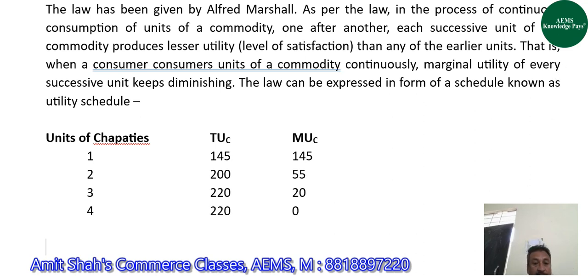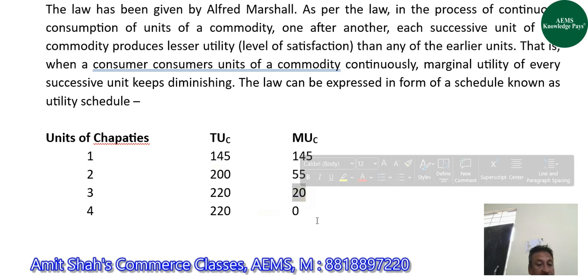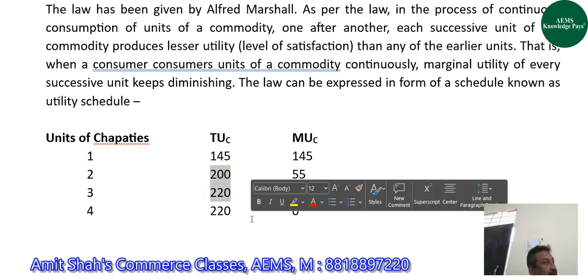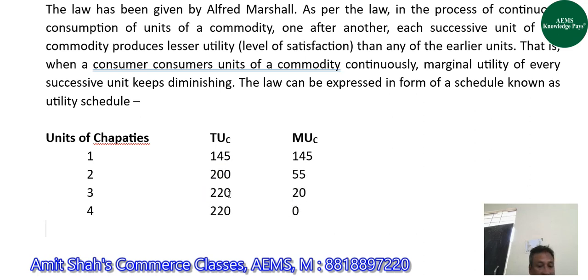This is TU of two chapatis together. So from the first chapati he got satisfaction of 145. From the second 55. So the total of two chapatis is 200. From the third chapati he got only 20 utiles. So 200 plus 20 is 220. This is total satisfaction. This is marginal level of utility.